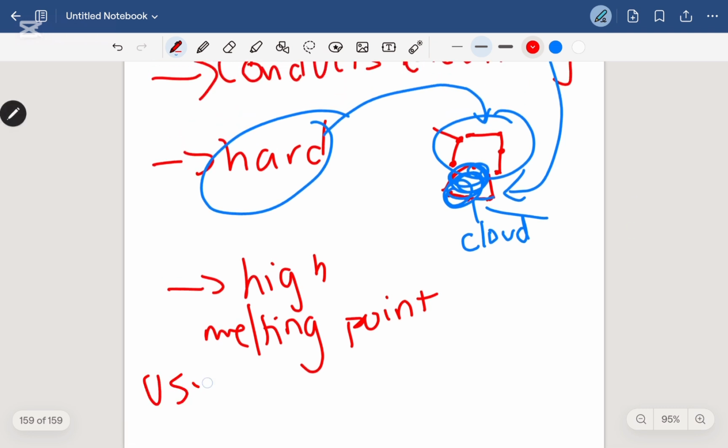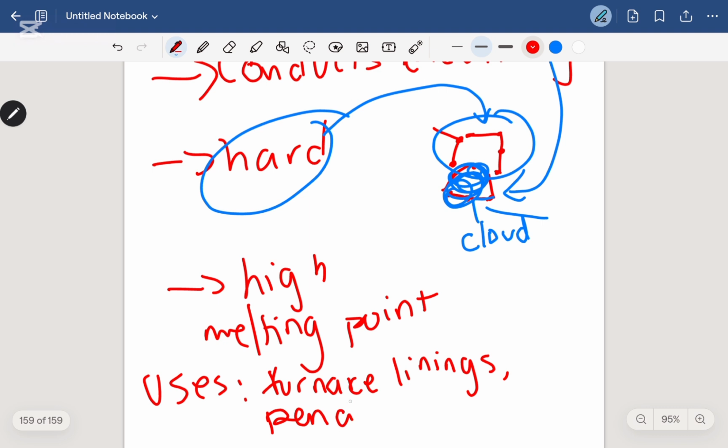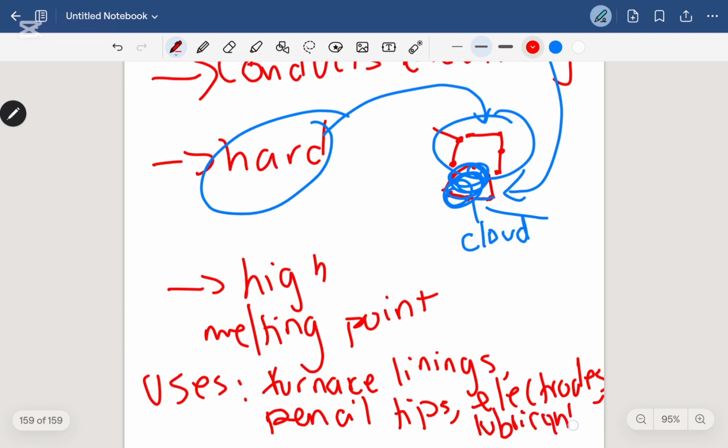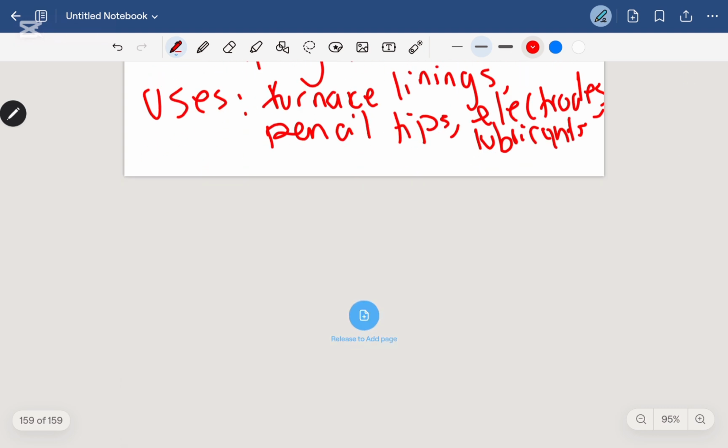Now let us discuss some uses. It has fewer uses, to be honest. We have furnace linings. We also have pencil tips. And aside from that, we have electrodes, because graphite is inert, yet it conducts electricity. So electrodes and lubricants, because it's soft and slippery. So we finished the graphite.